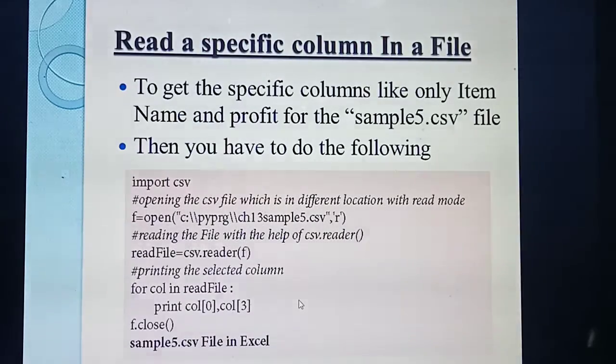Okay. Next one is read a specific column in a file. Next, from the file, we are going to read only a specific column. Maybe one column or two columns, you are going to read. So, read a specific column in a file. Here one example they have given. From the example, there are three things: item, name and profit. You are going to call only one column.